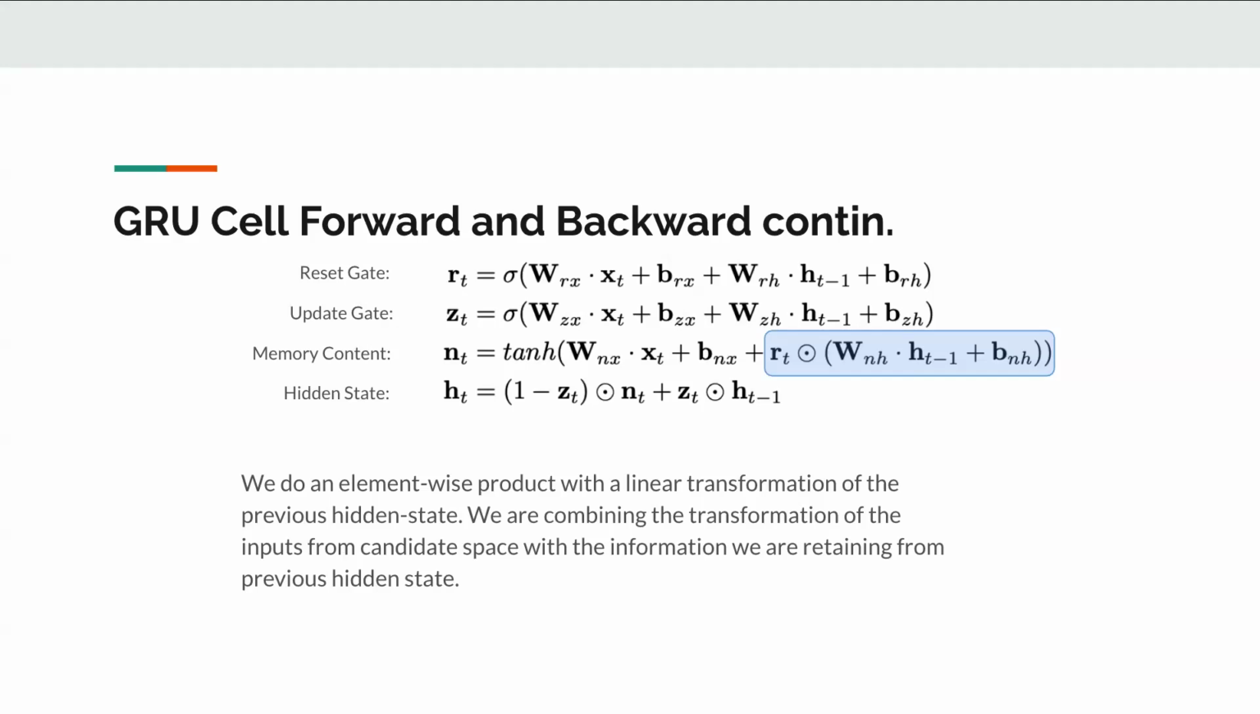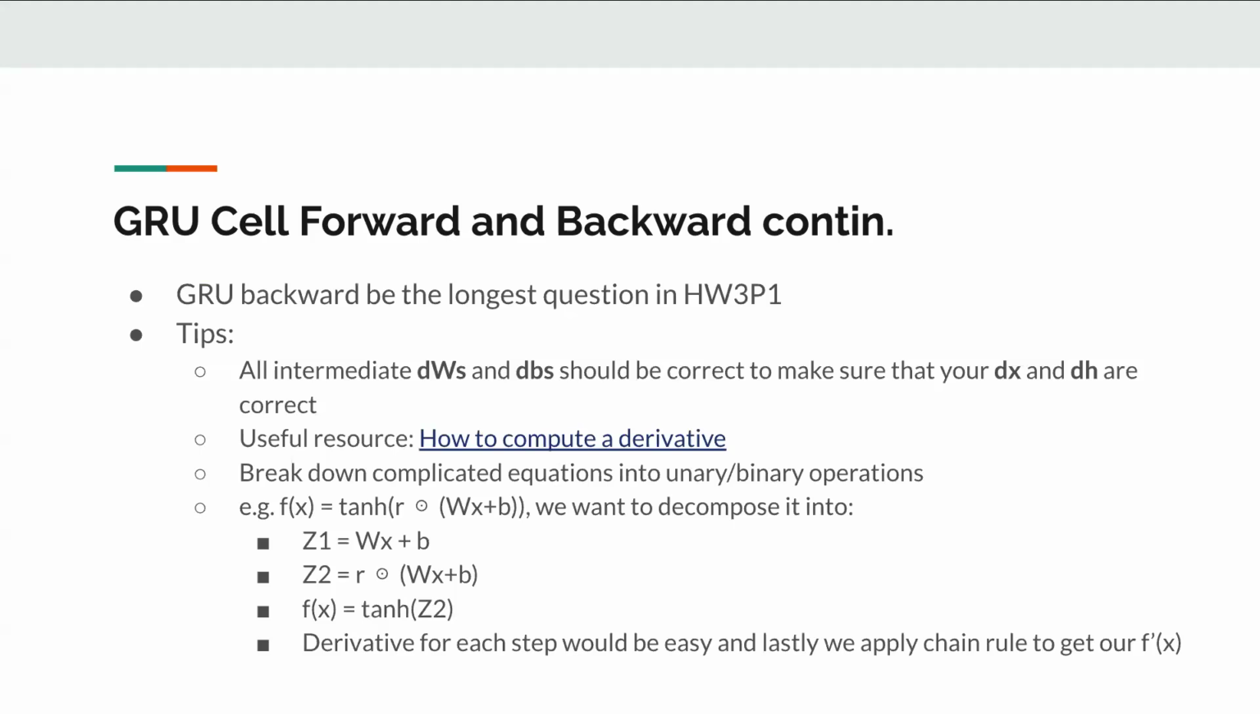So in the memory content, it blends the new input with the past information. And we can see here that RT is controlled by the reset gate. So if the reset gate is closer to 1, you remember a lot about the past. If it is close to 0, you will not really remember. I think we can go to the next slide.